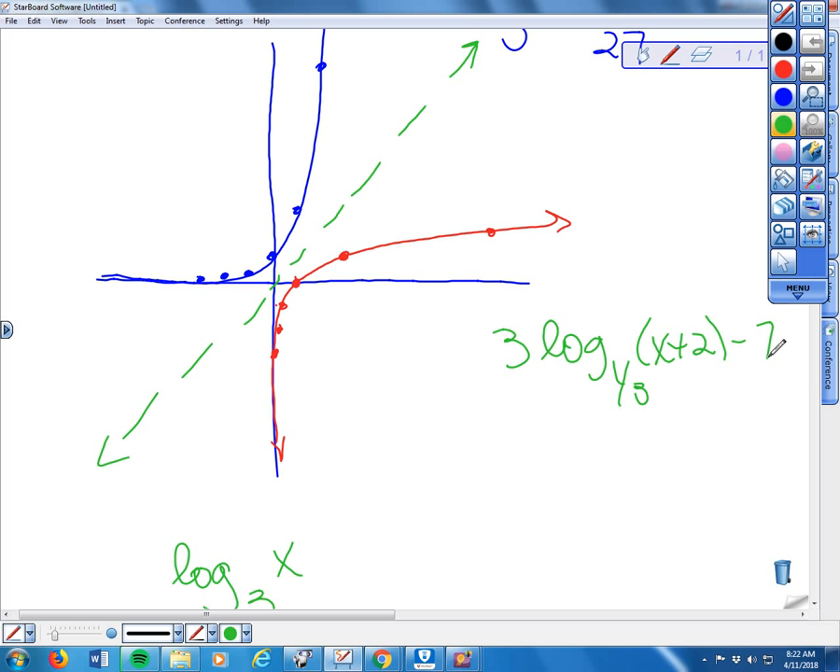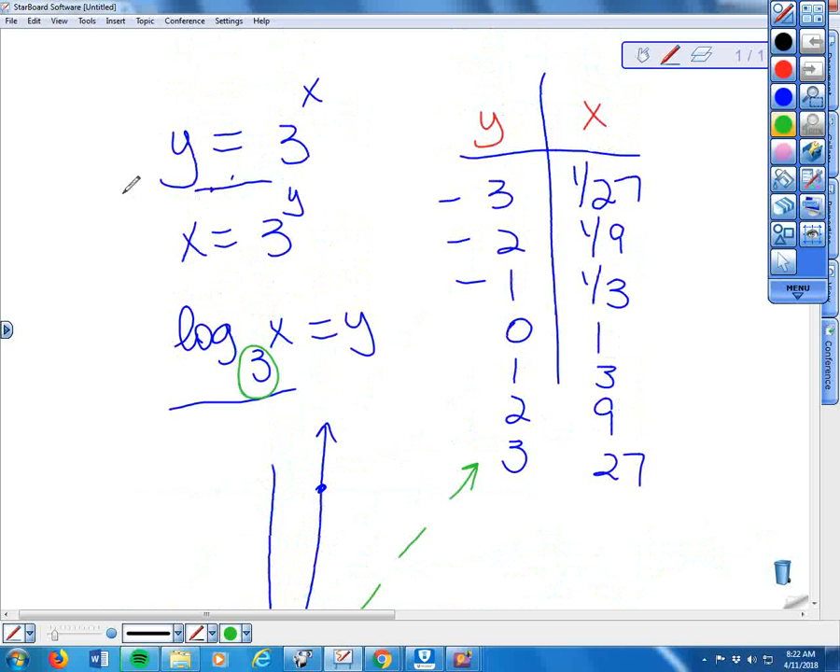But something basic like this one, I would expect you to be able to do that on a test or quiz. And again, the easiest way is to start with its inverse and then just switch the x and y values. Does that make sense? Let me see if I missed anything.